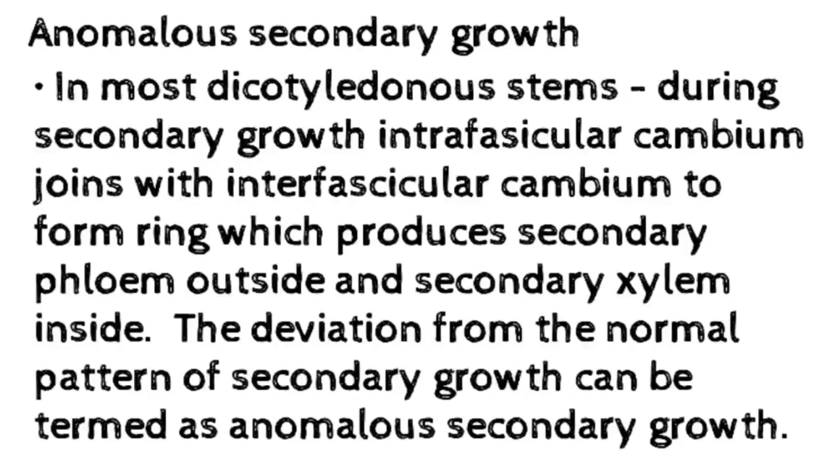Anomalous secondary growth. In most dicotyledonous stems during secondary growth, intrafascicular cambium joins with interfascicular cambium to form a ring which produces secondary phloem outside and secondary xylem inside. The deviation from the normal pattern of secondary growth can be termed anomalous secondary growth. Reasons for anomaly: abnormal behavior or abnormal position of cambium.